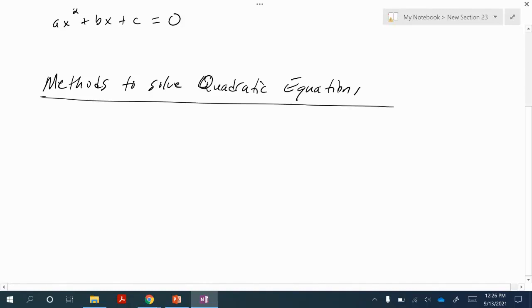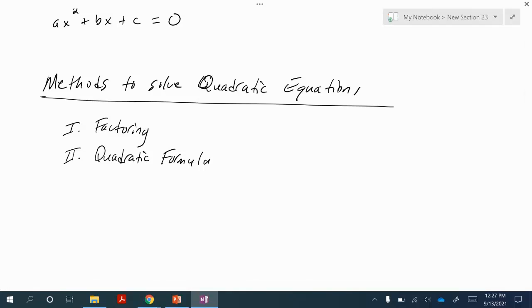We're going to use factoring and the quadratic formula. Okay, and these are the two best methods that are used to solve. The quadratic formula, however, can be used to solve any quadratic equation, whether it's factorable or not. The factoring method depends on if it's factorable or not. However, the quadratic formula can be used to solve any quadratic equation.